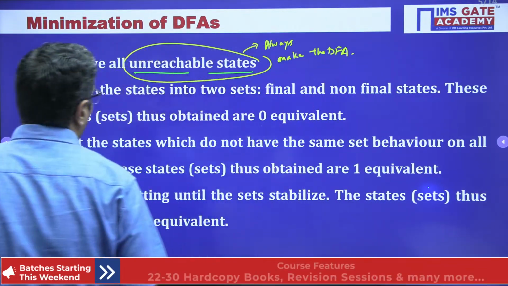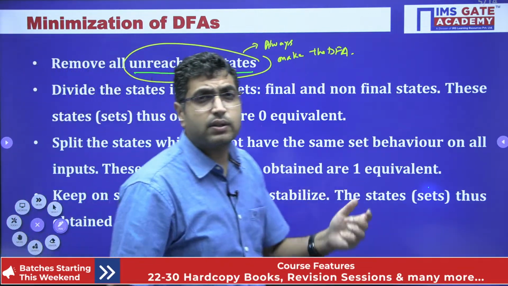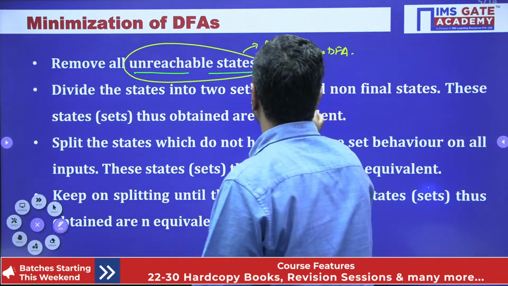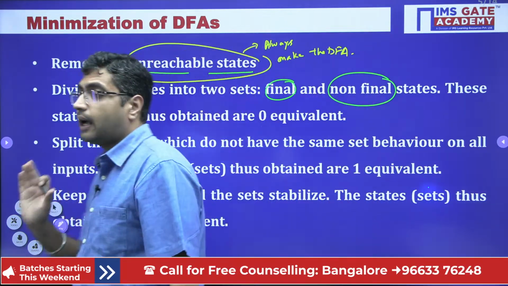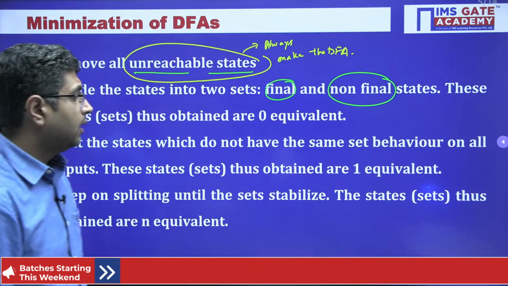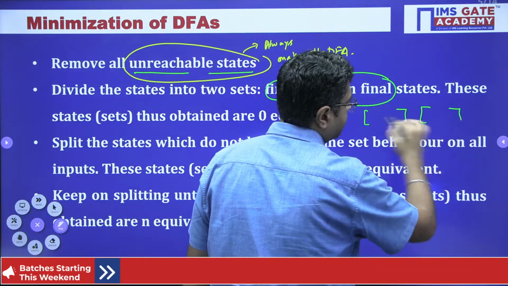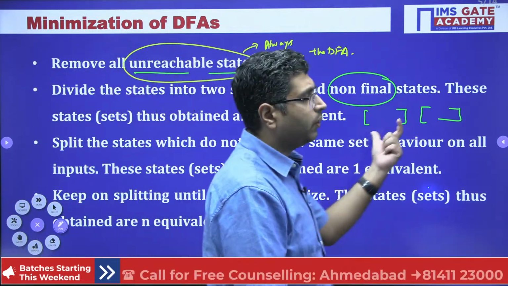Now divide the states into two sets: one is final and the other is non-final states. One set will be final states, the other set will be non-final states. The two sets thus obtained are called zero equivalent states.